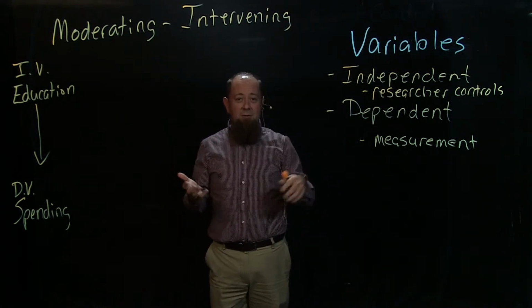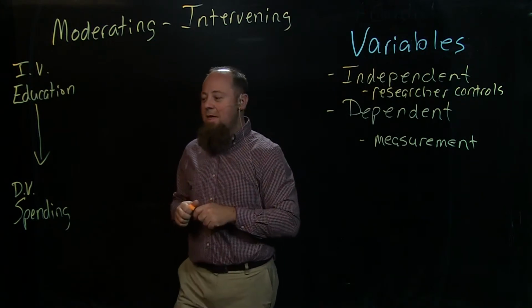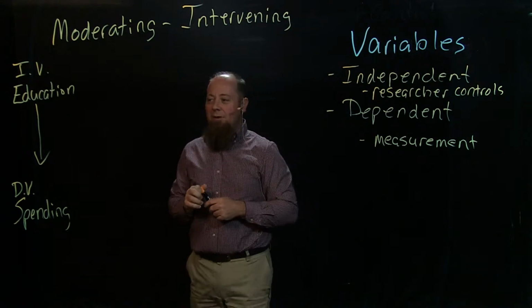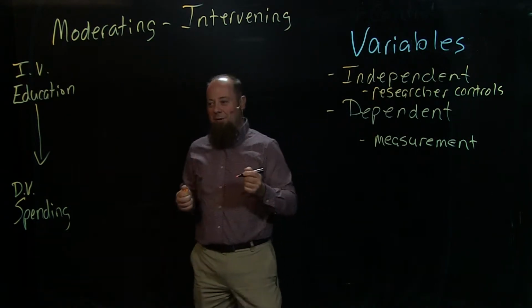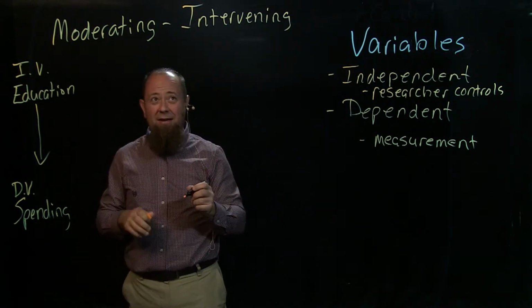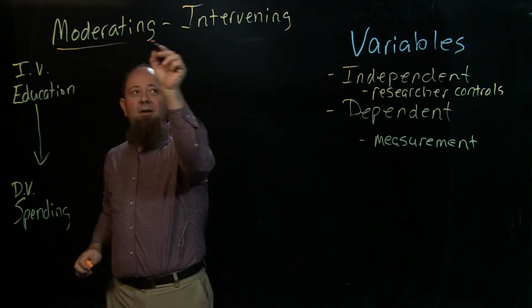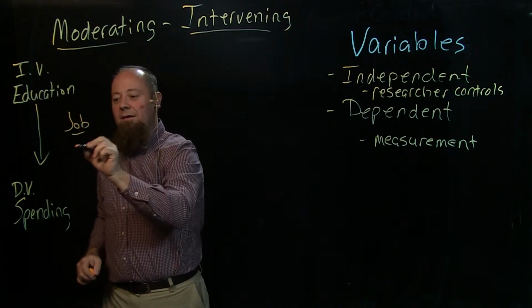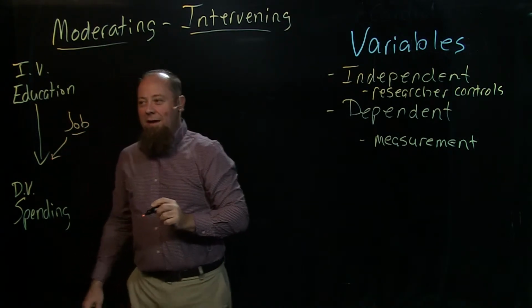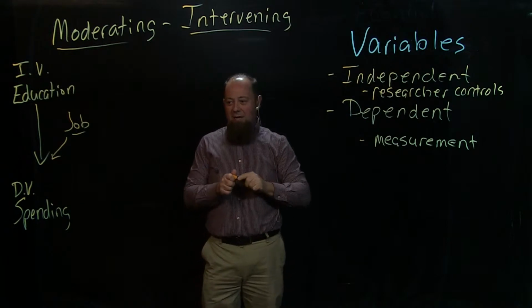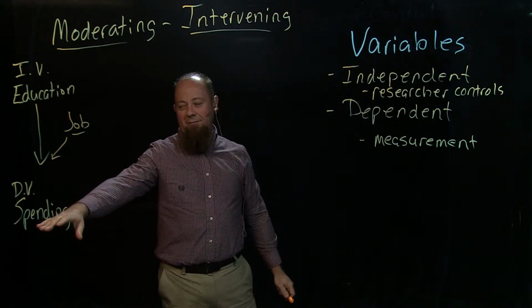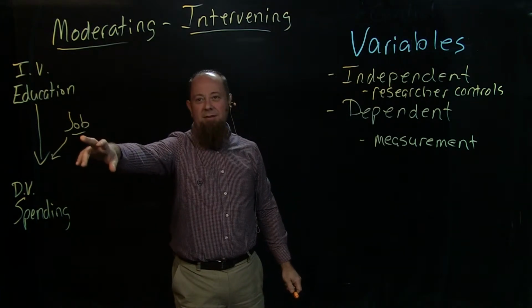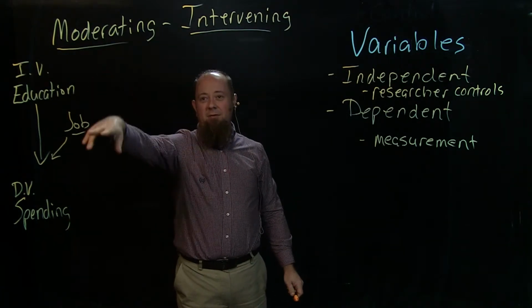So you may see a negative relationship. But at any rate, this is the independent variable, this is the dependent variable. Well, there is this intervening or moderating variable that comes into play that we could say is their job. And so even though education and spending will have a very strong relationship, I would imagine, the job really is an intervening or a moderating variable.